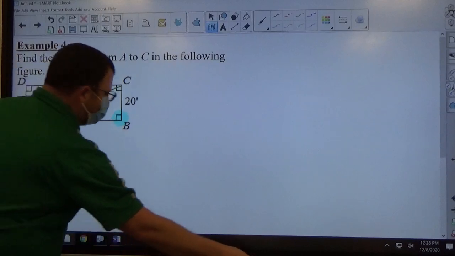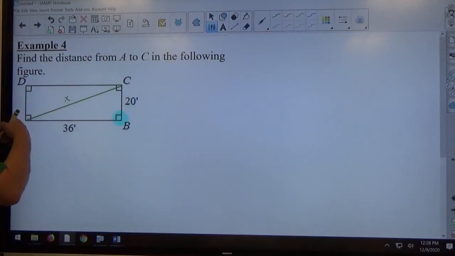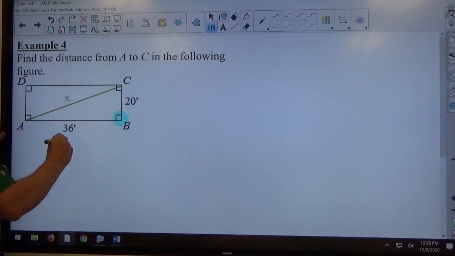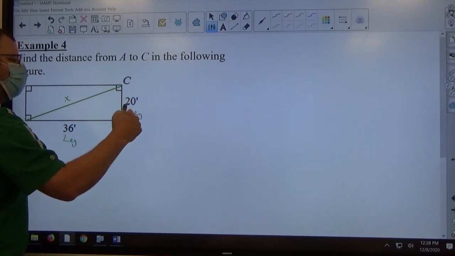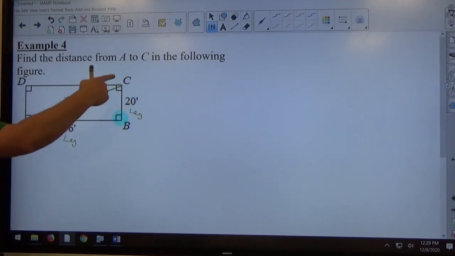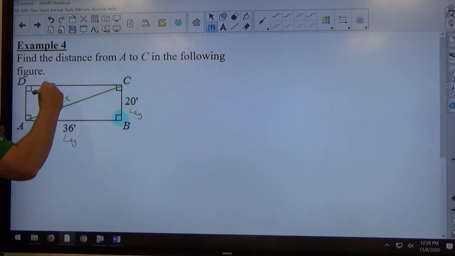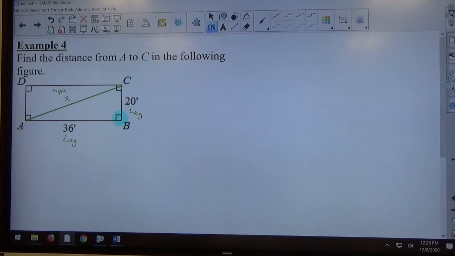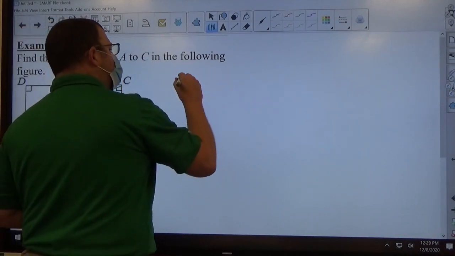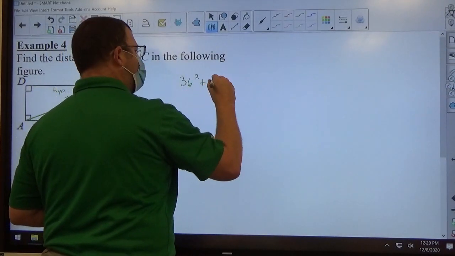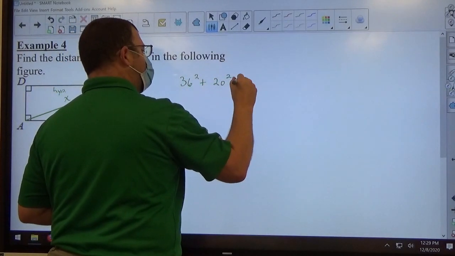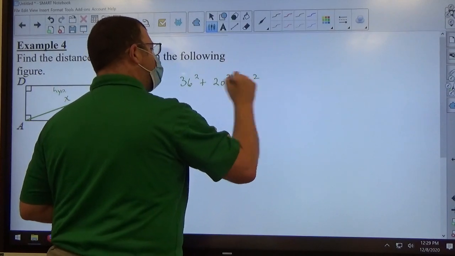And I can see, looking at the picture, since this side AB and this side BC form the right angle, those are legs, and then AC is going to be the hypotenuse. Again, always identify what each thing is so you set the Pythagorean theorem up properly. Pythagorean theorem says leg 1 squared plus leg 2 squared is equal to hypotenuse squared.